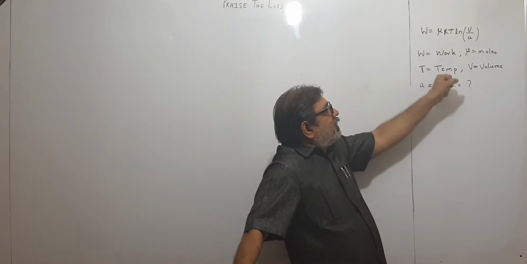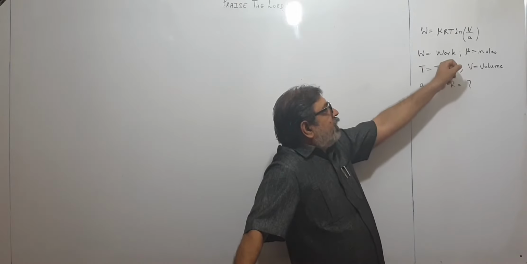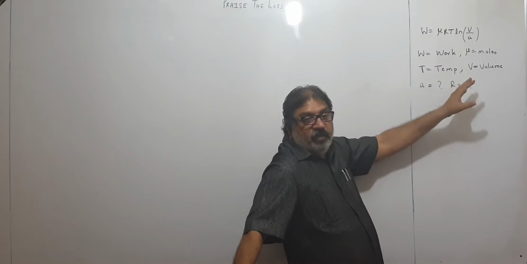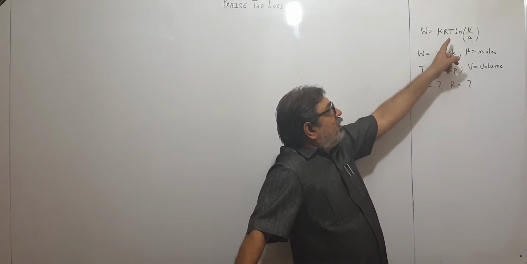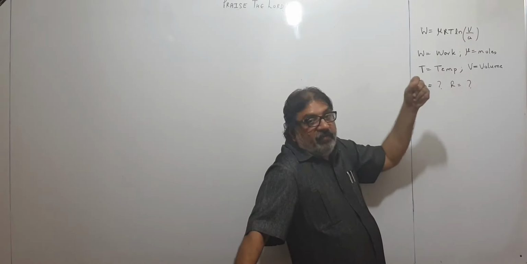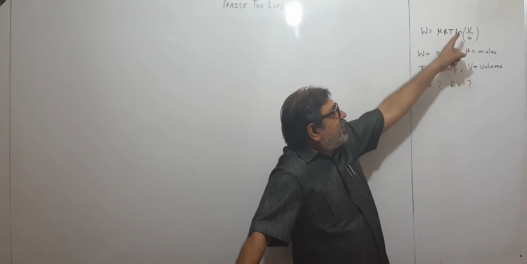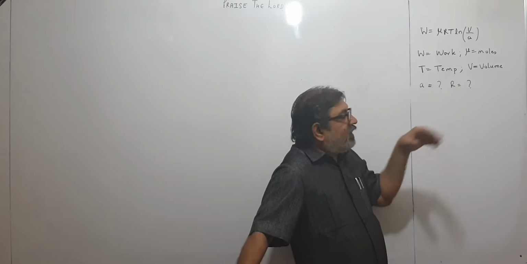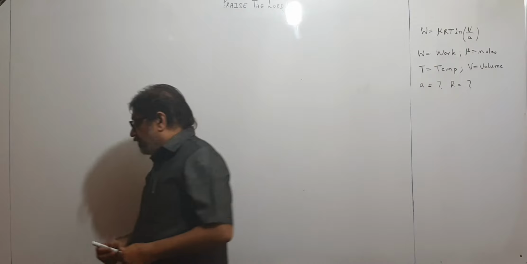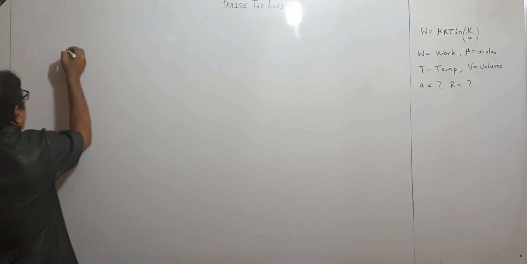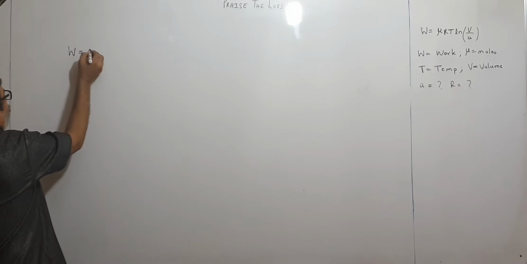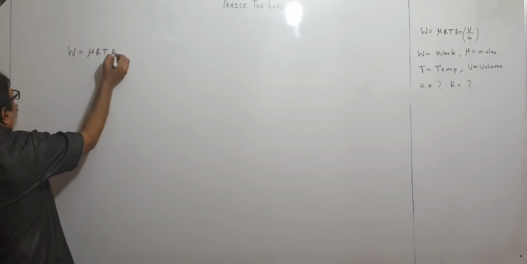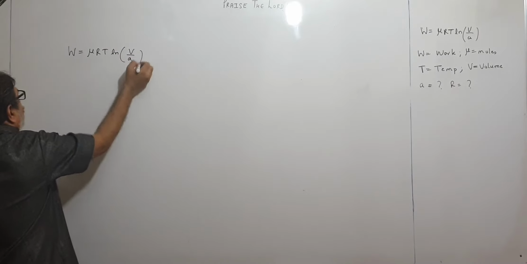W represents work, mu represents moles, R is some constant about which we want to investigate. T is temperature, meaning Kelvin. Log V upon A, that V is volume, and A we don't know. We want to investigate the units of A and R. So children, please understand. W is equal to mu R T log V upon A.